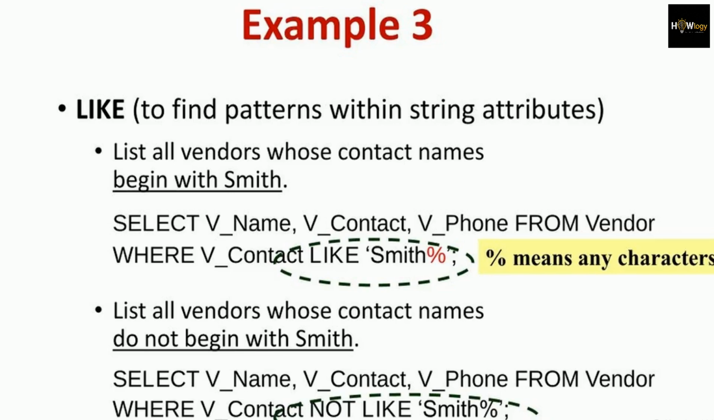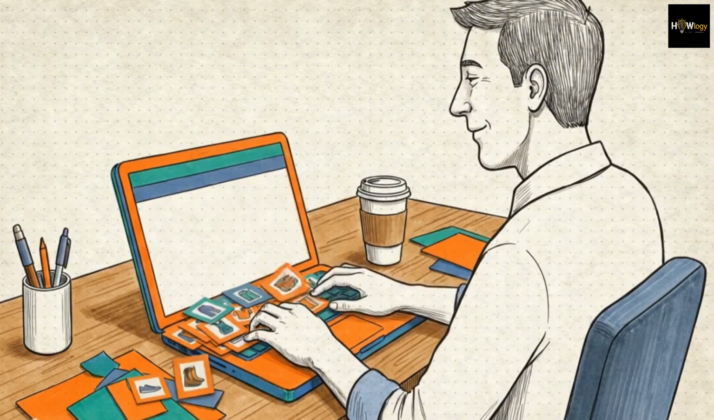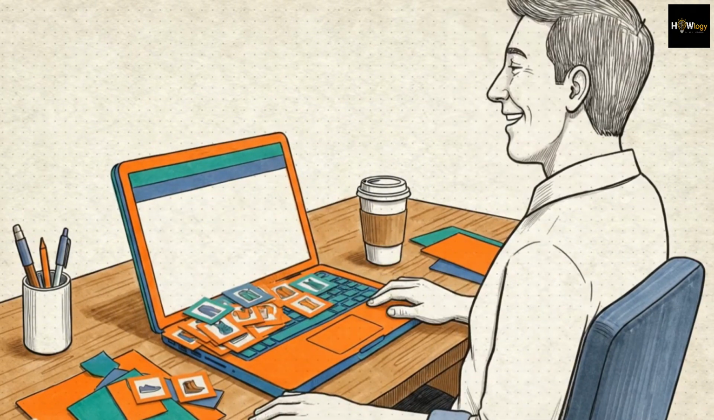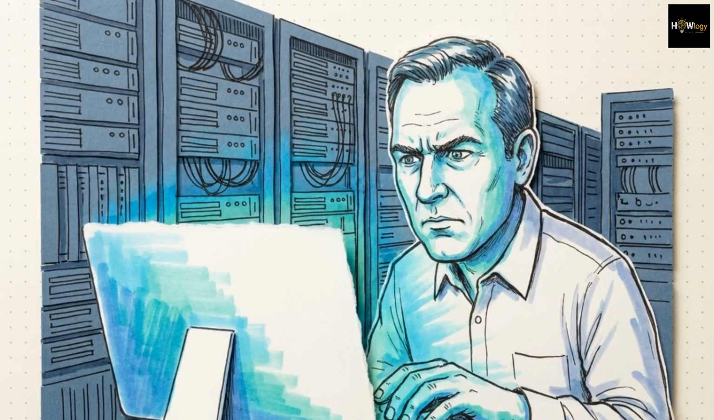If you only know the first few letters, this query shows a different approach. The percentage symbol acts as an open-ended wildcard, finding any vendor starting with Smith, regardless of how many letters follow it. These pattern matching tools ensure that a minor typo or a fuzzy memory doesn't prevent the system from finding the correct data point.